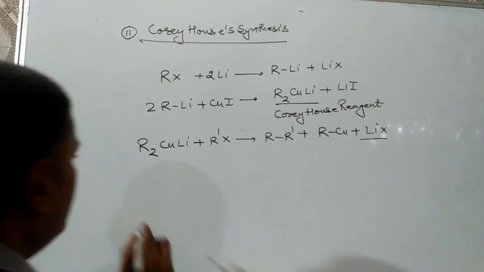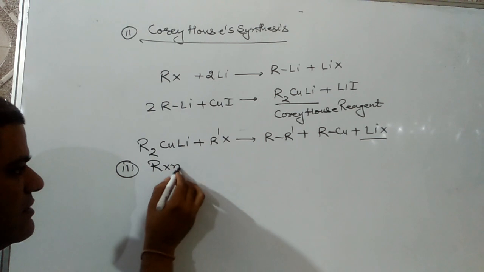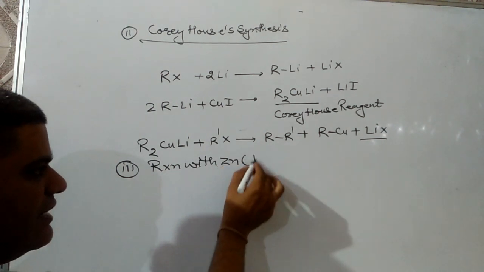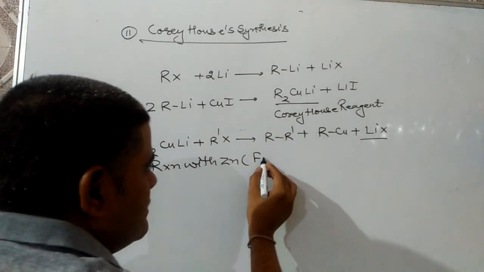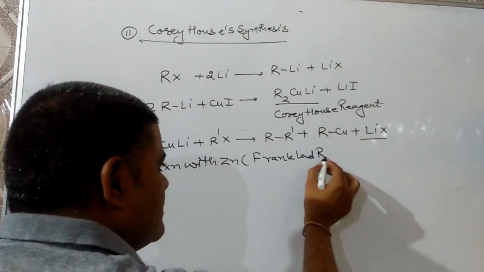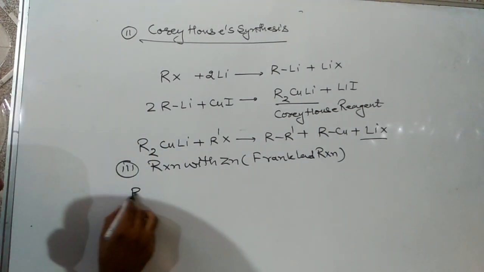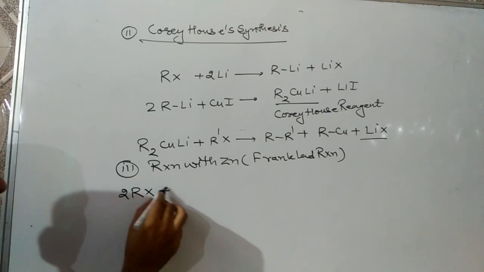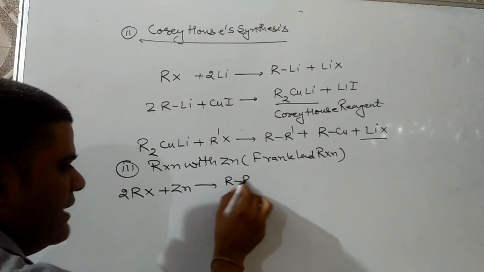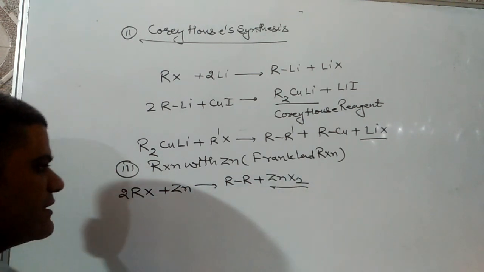Next, the third reaction will be reaction with zinc metal. Monohaloalkane reacts with zinc metal to form higher alkane, and this reaction is known as Frankland reaction. In this reaction, a haloalkane reacts with zinc metal to produce a higher alkane as a product.